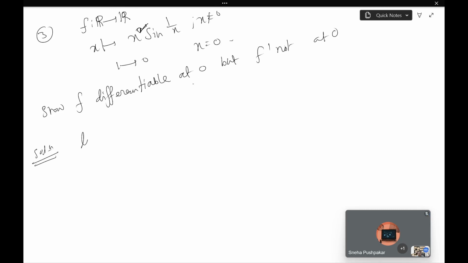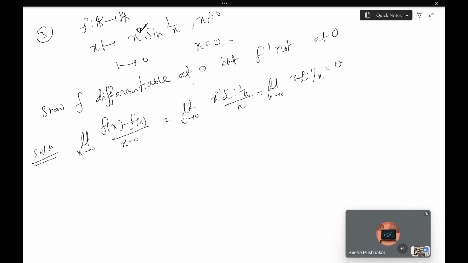Limit x goes to 0, f(x) minus f(0) by x minus 0. By definition, this is limit x goes to 0 of x squared sine 1 by x divided by x, which is equal to limit x goes to 0 of x sine 1 by x, and this is equal to 0, right? So that's why this is differentiable at 0. Now let me know where your mistake is.